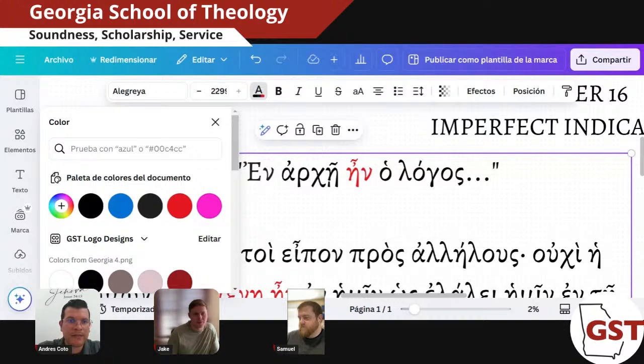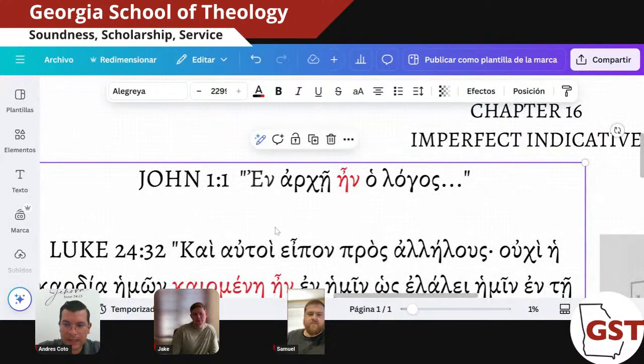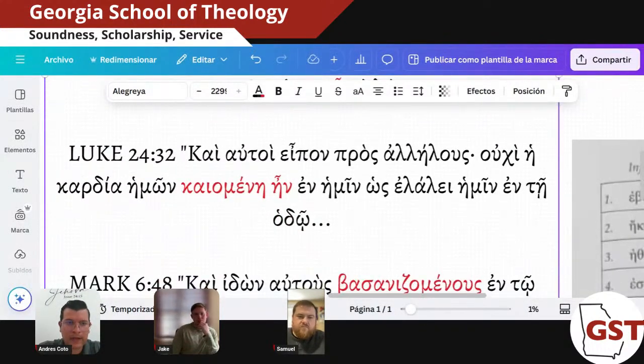Yes, and I have a couple more, so we can go through them if you want. Yeah, let's do it. Here we have Luke 24:32. Would one of you like to read it, and the other bring the English version? I'll read the Greek, and we'll let Samuel translate the sentence.